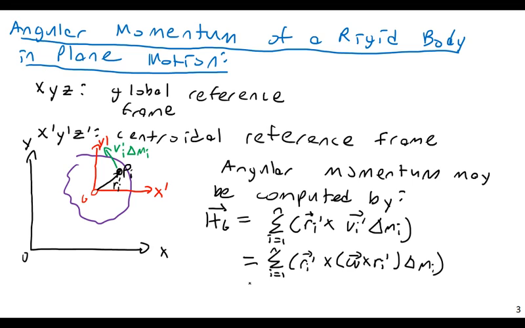Then I can bring, now the omega is going to be constant across the cross section, so I can just bring the omega out. So that would be omega times our summation of, and then I have ri and ri squared, so that would be ri prime squared, times delta mi.